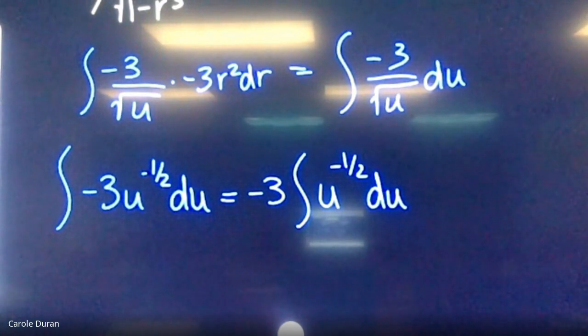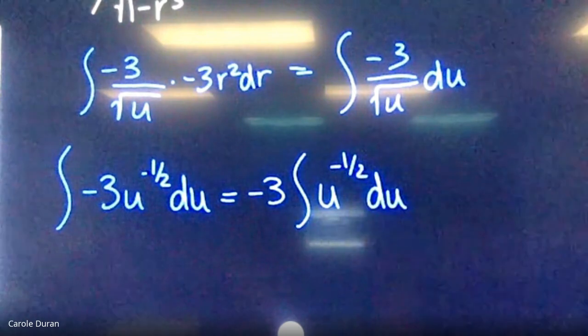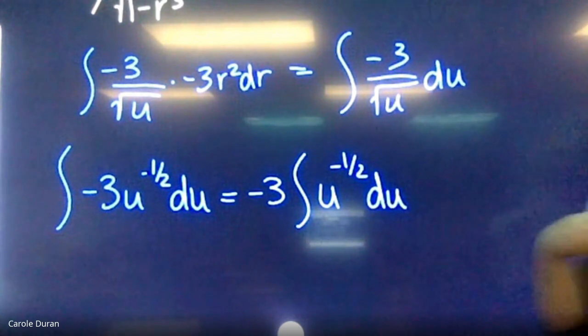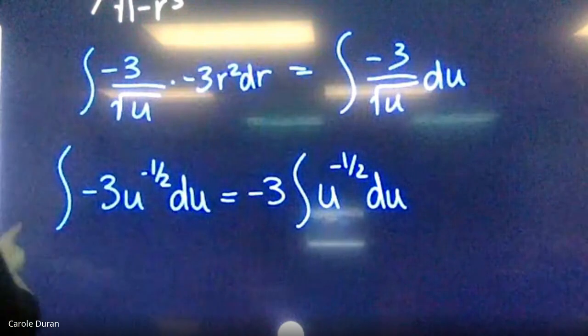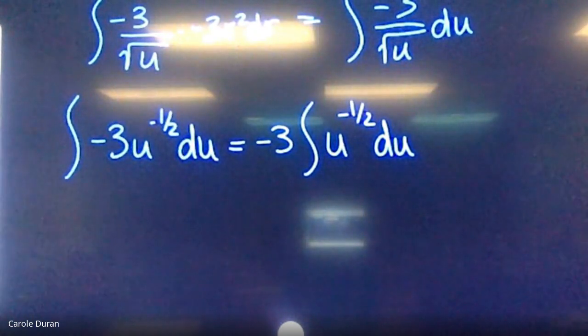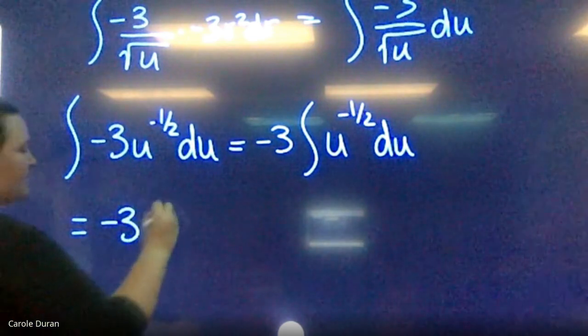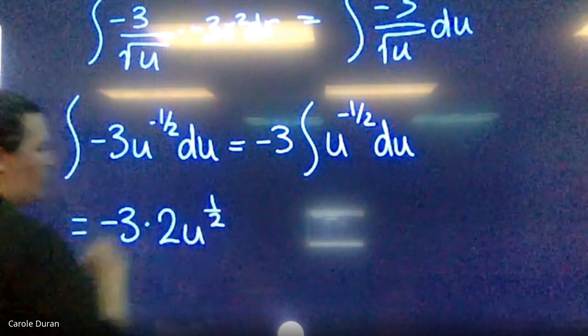What's that going to be? I'll give you guys a second to figure it out. I would like the antiderivative of u to the negative 1/2 du. So that's reverse power rule. Negative 3u to the 1/2 over, well, what's negative 1/2 plus 1? It's positive 1/2. I like that part, but it's not over 1/2. It's 2u to the 1/2. Good. So this is negative 3 times 2u to the positive 1/2.